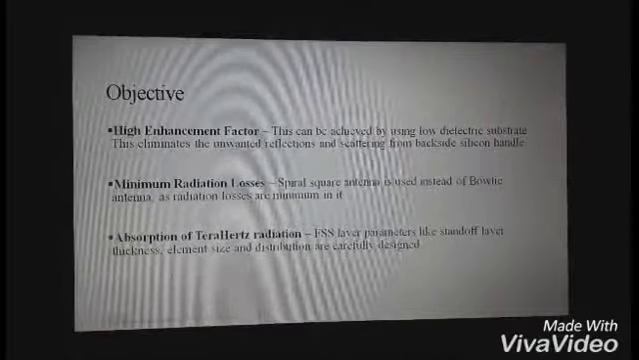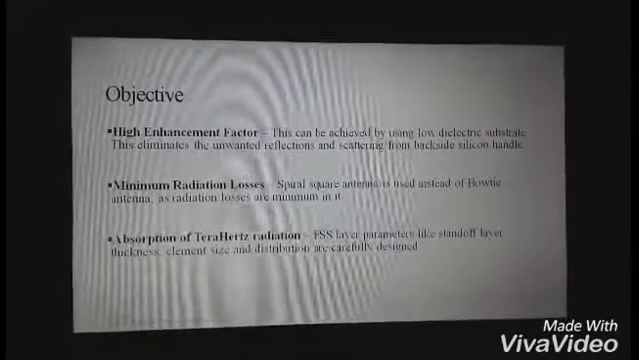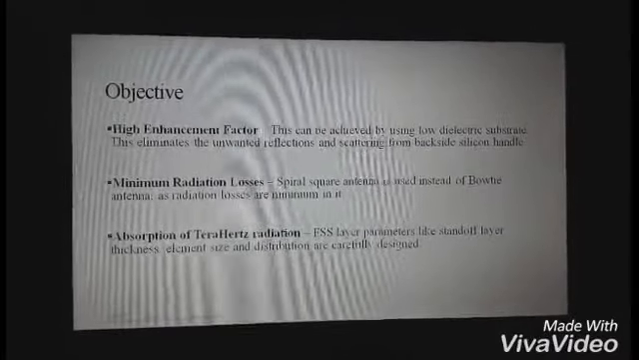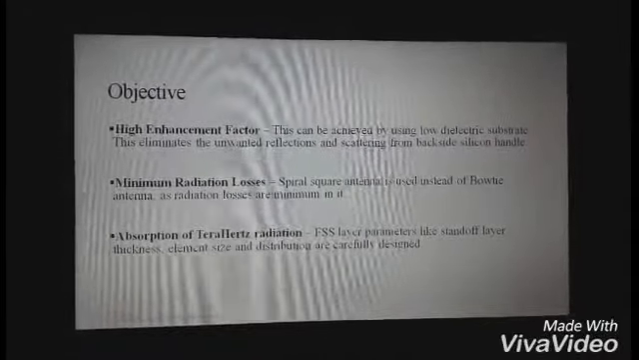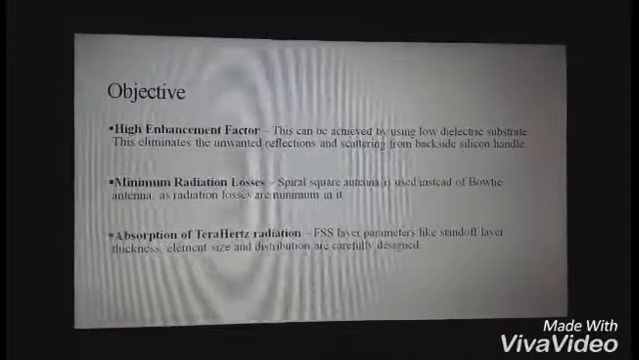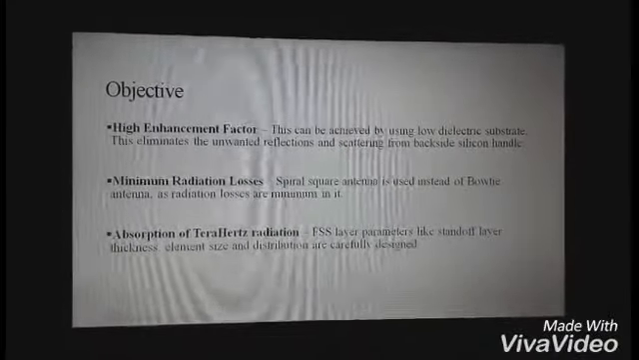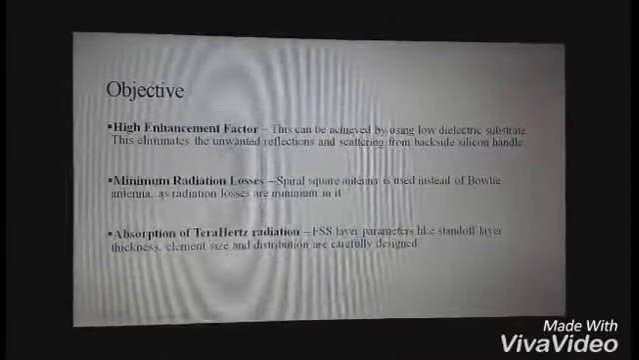The main objective of our project is to achieve high enhancement factor. This can be achieved by using a low dielectric substrate. For this, we are using silicon dioxide substrate. This eliminates the unwanted reflections and scatterings from the silicon handle. Then the next objective is to minimize the radiation losses. For this, we have used a spiral square antenna instead of the bow tie antenna, which was used in our base paper. Then the most important objective is the absorption of terahertz radiation. This is done by using the FSS layer.